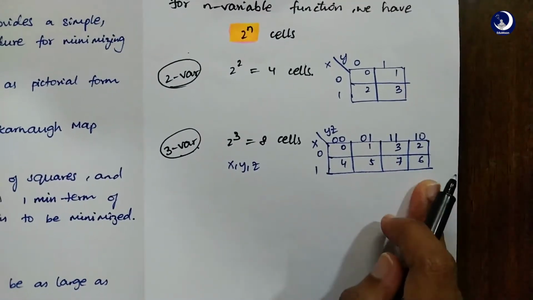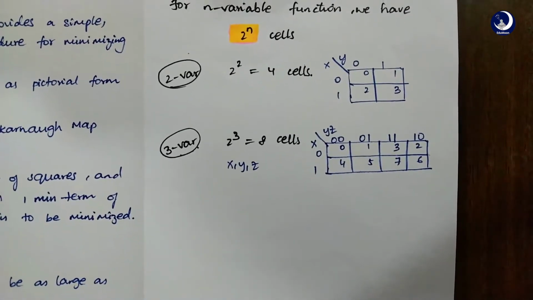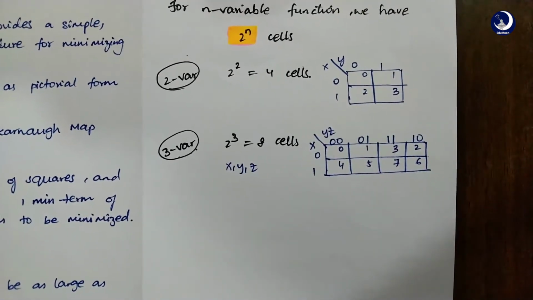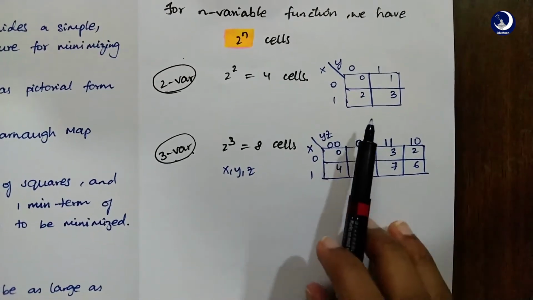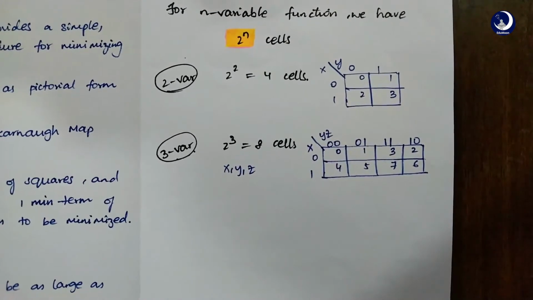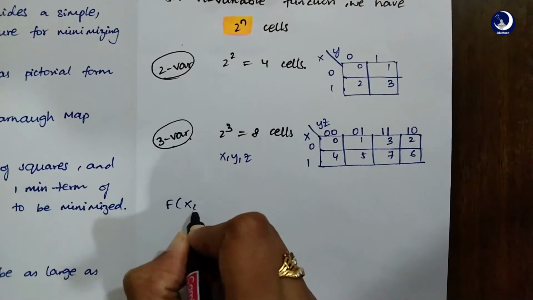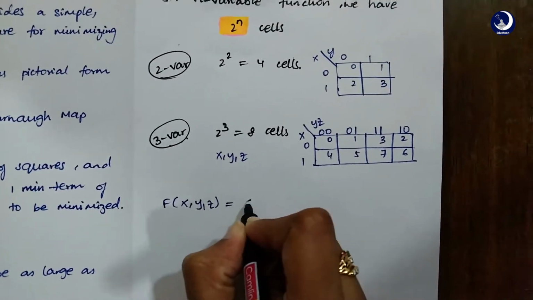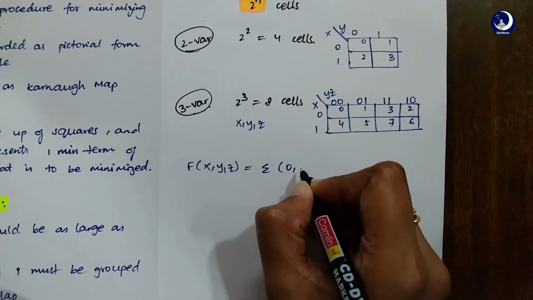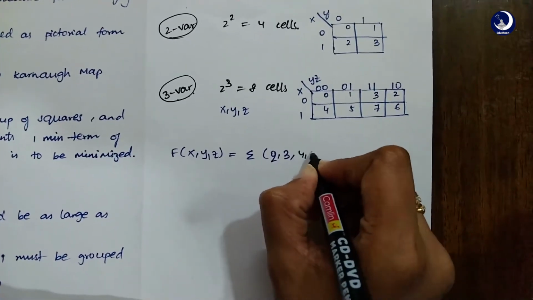Just remember this pattern. Similarly for 4 variable and 5 variable, I will be explaining them in greater detail in the next videos. So don't get confused, just confine yourself to these two types in this particular video. Now, if you have a function like f of x, y, z equals sigma of 0, let's take it as 2, 3 and 4 and 5.